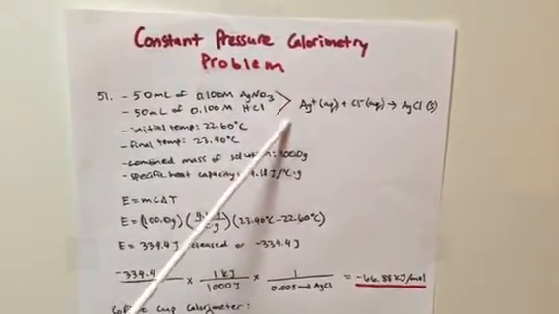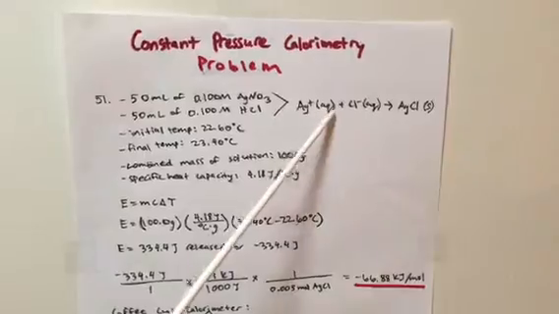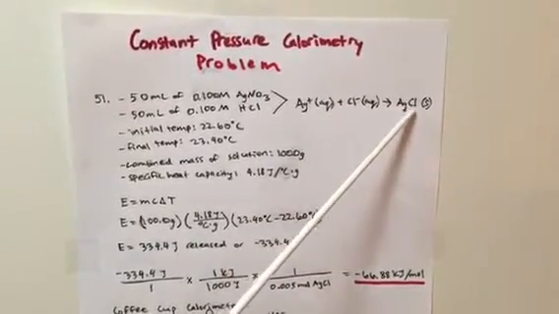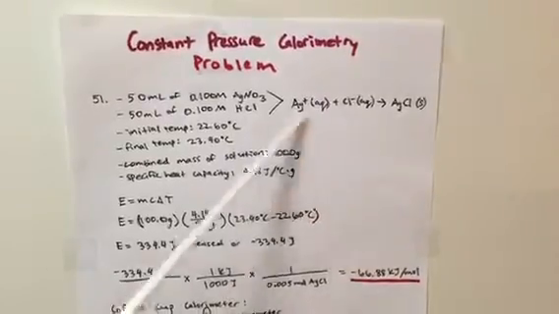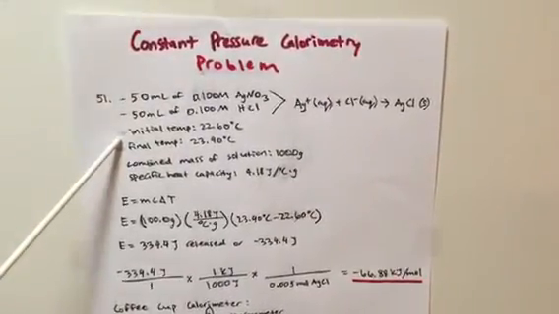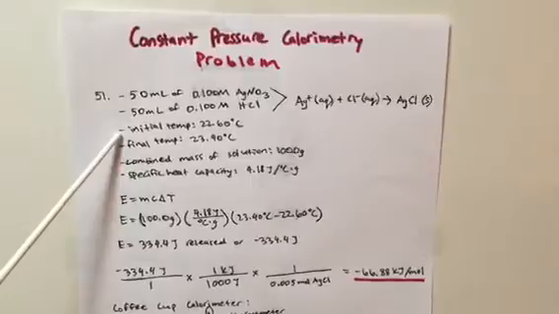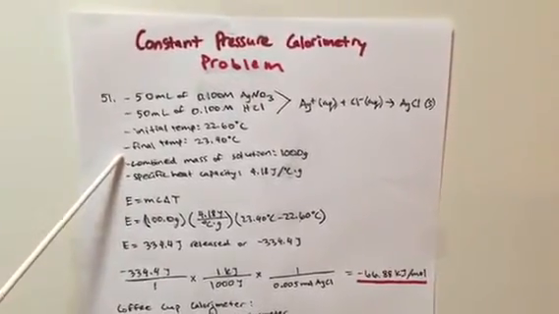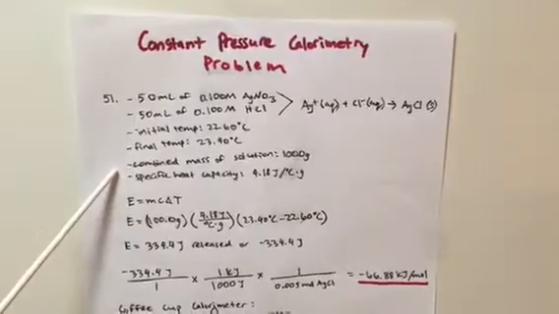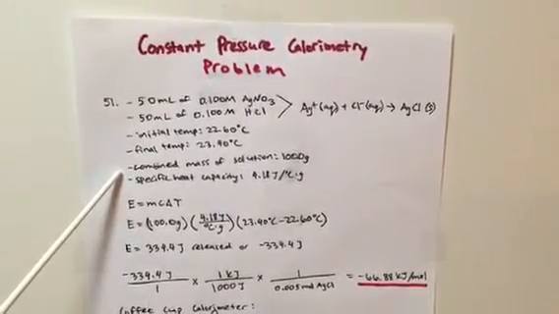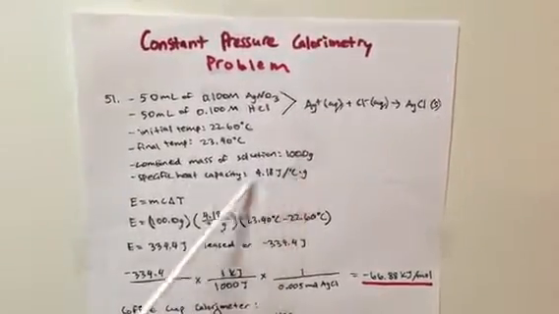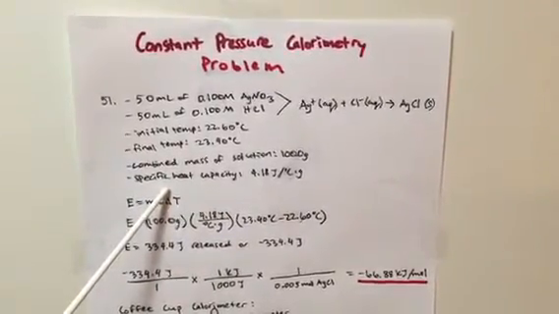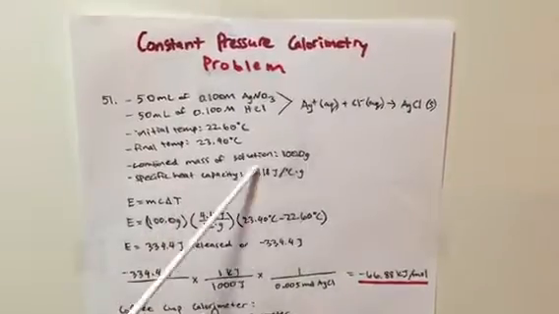These two come together to create Ag+ aqueous plus Cl- aqueous, which will yield AgCl in the solid form. We are also told that for the solution, the initial temperature is 22.6 degrees Celsius and the final temperature is 23.4 degrees Celsius. We are also told that the combined mass of the solution is 100.0 grams and the specific heat capacity is 4.18 joules per degrees Celsius times grams.